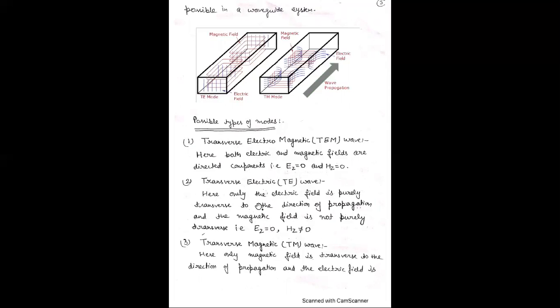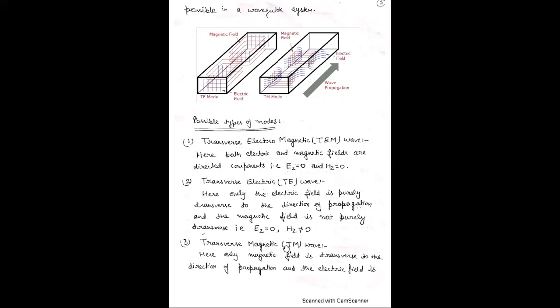Because we know that EM waves have a transverse nature. Transverse means the propagation of the EM wave is perpendicular to the electric as well as the magnetic field. Therefore, in transverse electromagnetic fields, both electric and magnetic fields are transverse, which means Ez is equal to 0 and Hz is equal to 0. In transverse electric wave, Ez is equal to 0 and Hz is not equal to 0.